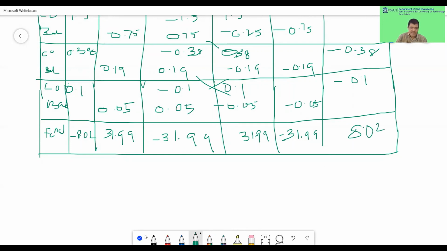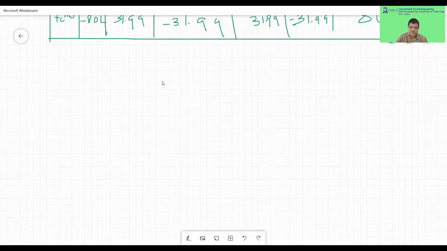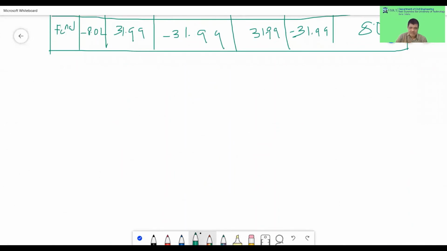Once you find all these values, you have to draw the bending moment diagram. From this, we can directly draw these diagrams. Now let me draw this. First we'll draw the frame. Now this is your frame. This value is minus 8.02, at AB it is anti-clockwise, so anti-clockwise moments are negative. We take minus 8.02 here, and 31.99 here. It is clockwise, so clockwise is negative here.